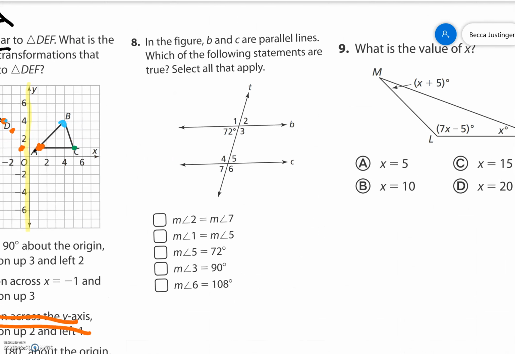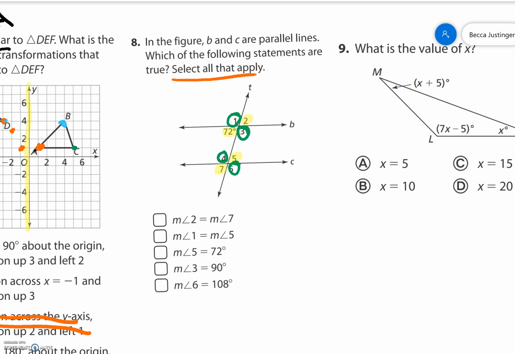Number 8, in the figure, B and C are parallel lines. Which of the following statements is true? Select all that apply. Remember, select all that apply means that there's more than one answer. So measure of angle 2 and 7. Well, first what I'm going to do is I see this 72. I know angle 2 is also going to be 72 because of vertical angles. I know 7 is going to be 72 because of corresponding. And I know 5 is going to be the same because it's vertical to 7 and corresponding to 2. So all the ones that are yellow are congruent, which means all the ones that are in green are congruent.